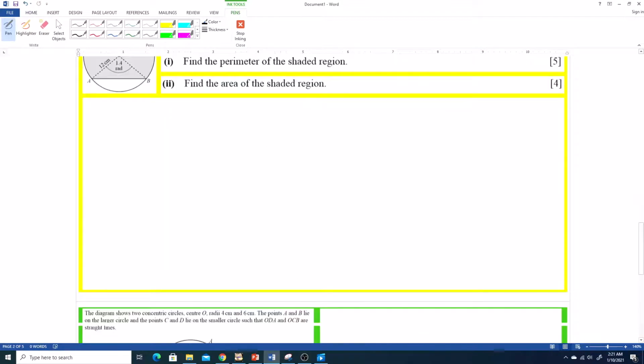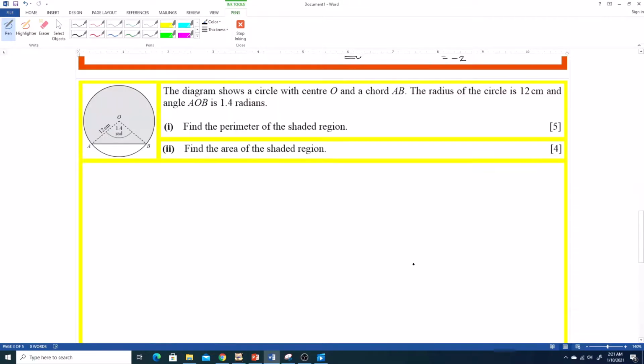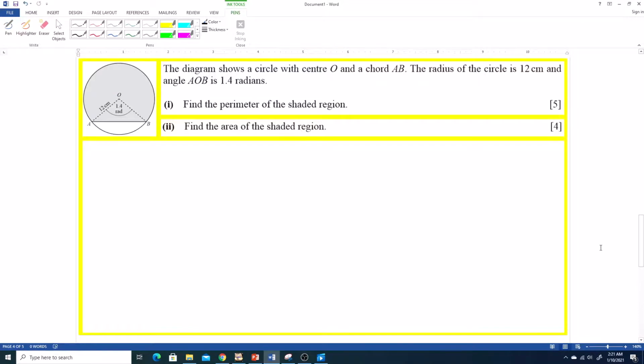The diagram shows a circle with center O and chord AB. The radius of the circle is 12 centimeters and angle AOB is 1.4 radians. Find the perimeter of the shaded region. Looking at this circle, I can see a major sector and a minor sector. We've been given the angle here. This angle is 1.4 radians, meaning we can find this angle.